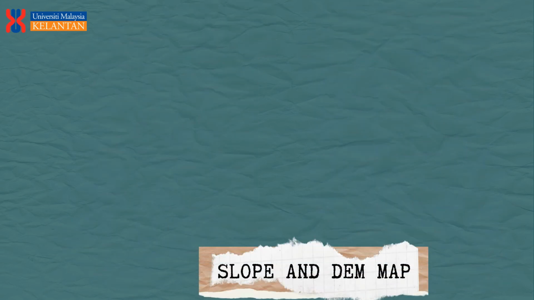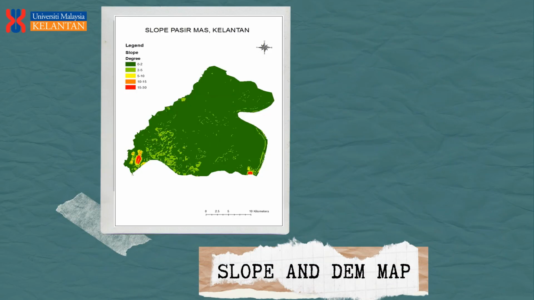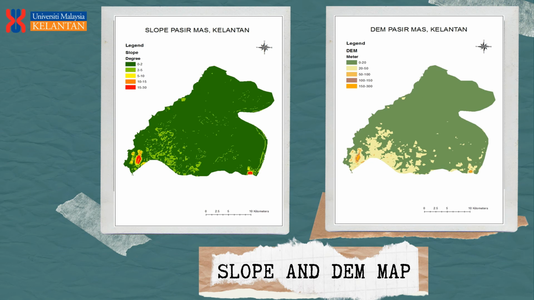Here are the slope and digital elevation model maps. Both of the results show that most of the area has a low degree of slope, or is low land area. The low slope area is represented with the green color, which unfortunately is where development is possible and where the built-up area is located.